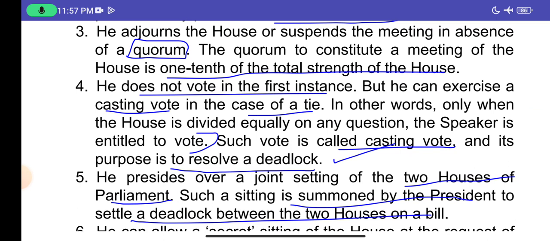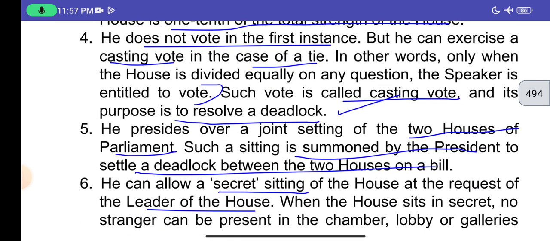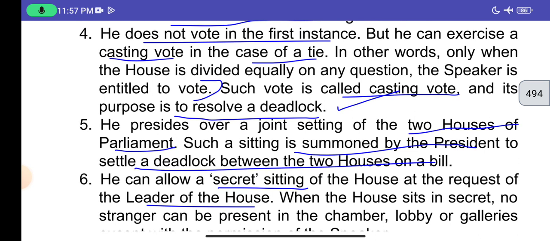The quorum to constitute a meeting of the House is 1/10 of the total strength of the House. ये ध्यान रखना, मतलब quorum मतलब 1/10 members present होना चाहिए total strength of the House का. He does not vote in the first instance, but he can exercise a casting vote in the case of a tie. In other words, only when the House is divided equally on any question, the Speaker is entitled to vote. Such a vote is called a casting vote, and its purpose is to resolve a deadlock.